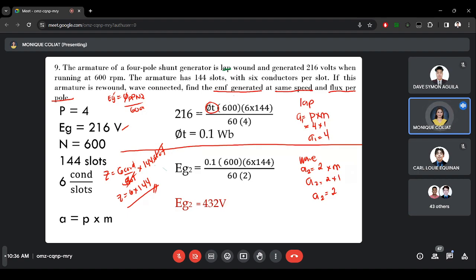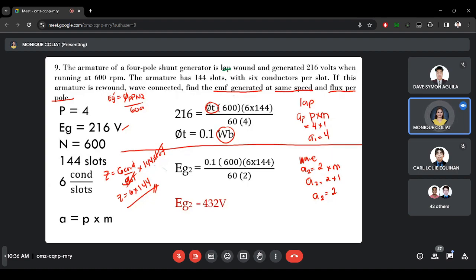So the flux total is equal to 0.1 Weber. Why is it in Weber? Because we don't have times 10 raised to negative 8 here, right? If you have times 10 raised to negative 8 here, then your answer will be in Maxwell or lines. Now that we have the total flux, we can move to the second condition.